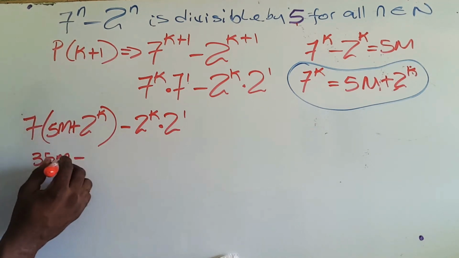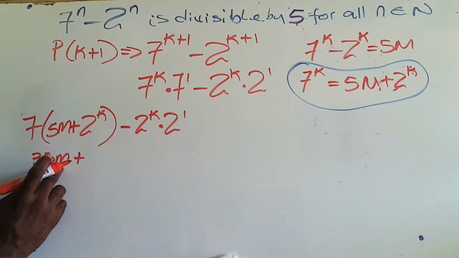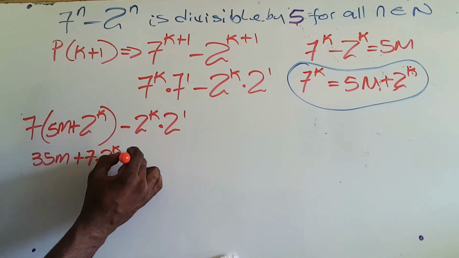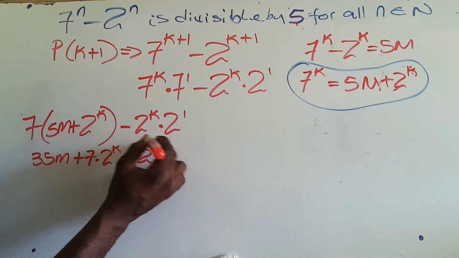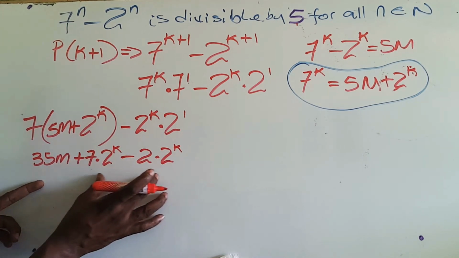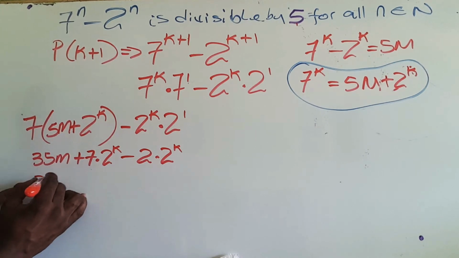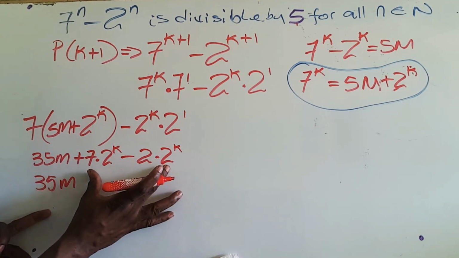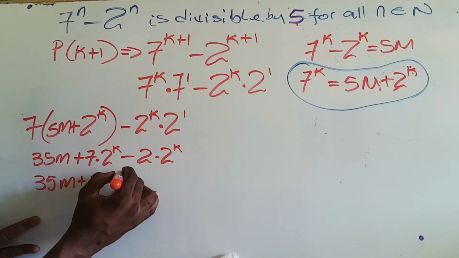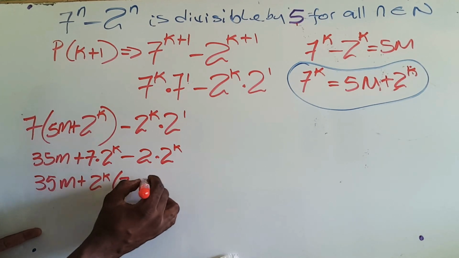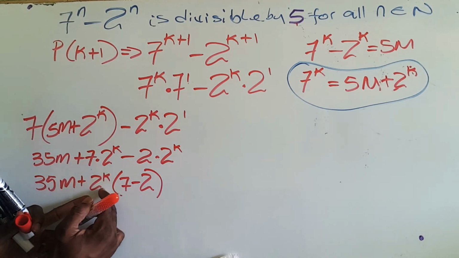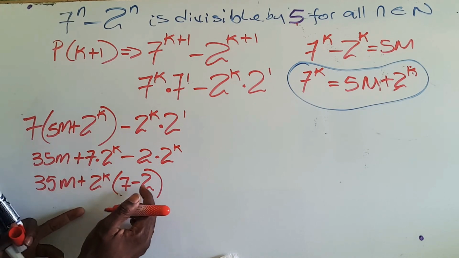Alright, let's go. So this is a plus, so we have 35m, and then 7 times my 2 to the k, then a minus 2 times 2 to the k, so 2 to the 1 times 2 to the k. This is what we're looking at right about now. At this part, I realize that I am now able to factorize out 2 to the k. Inside I'll have 7 minus 2. If I distribute back the 2 to the k, I get back my 7 times 2 to the k and my minus 2 times 2 to the k.